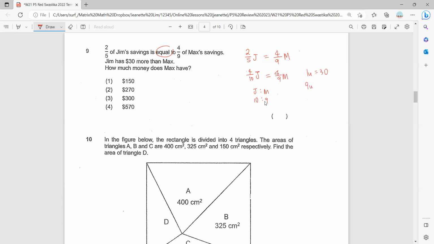Max has 9 units. So 30 times 9. Answer, $270. Okay, so option 2.